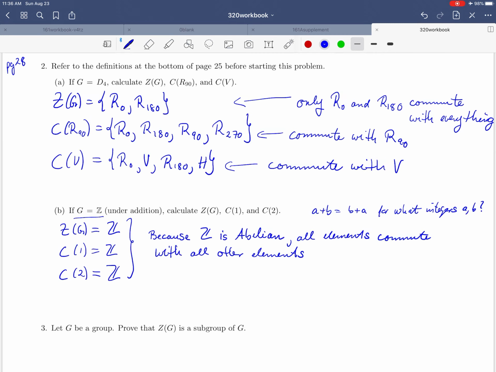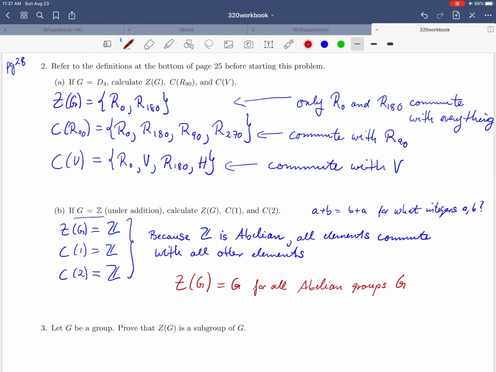So you could generalize this. Our argument wasn't that specific to Z, to the integers. You could say that if you have an abelian group in general, then your center is the group itself. So this is true for all abelian groups. So that is nice.